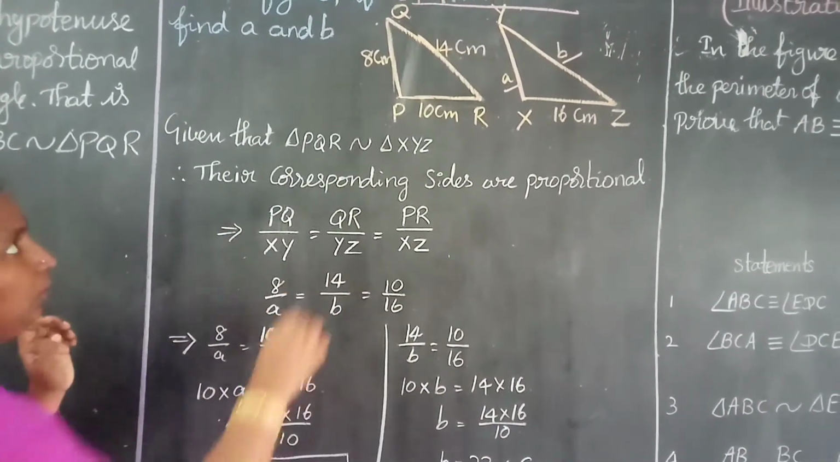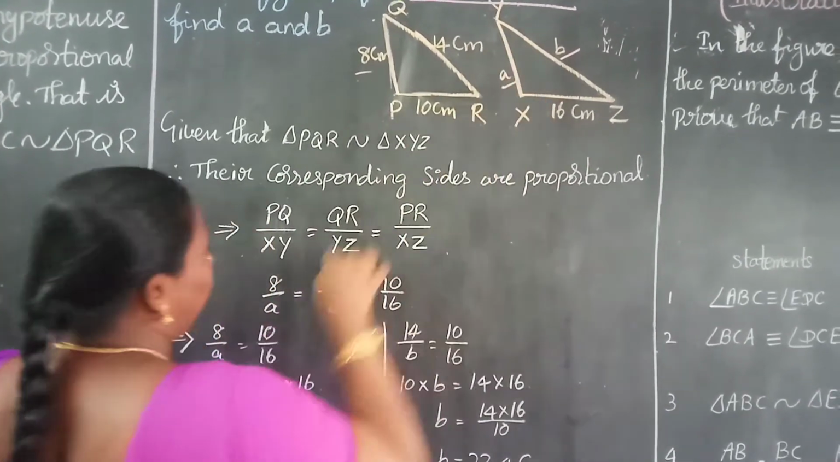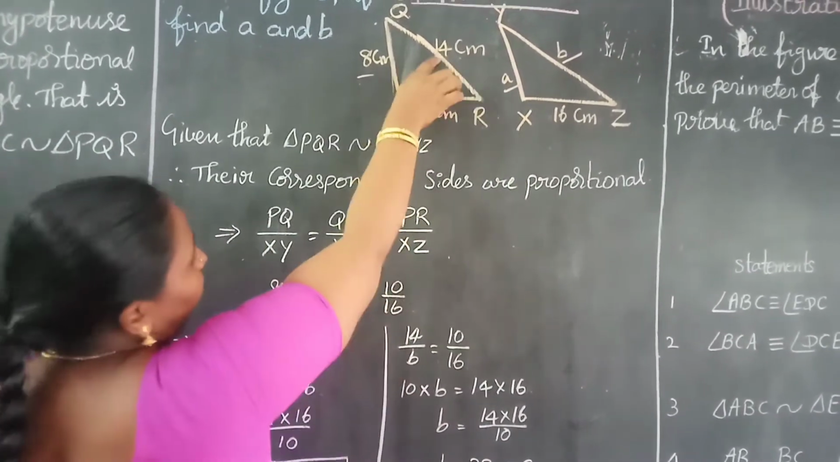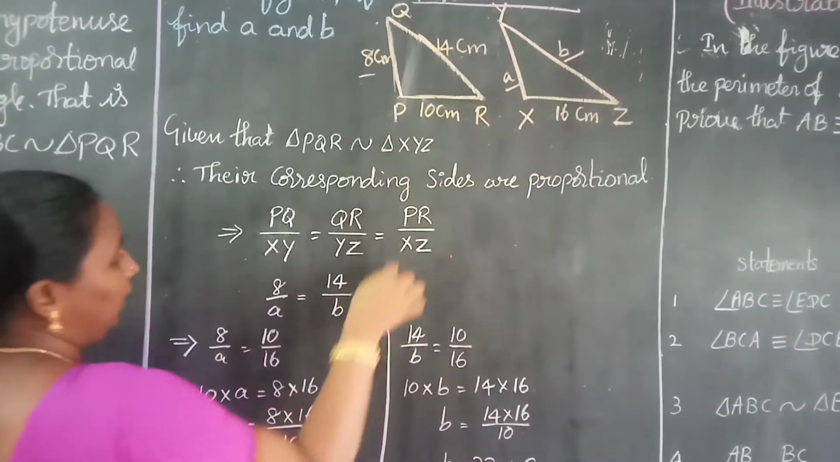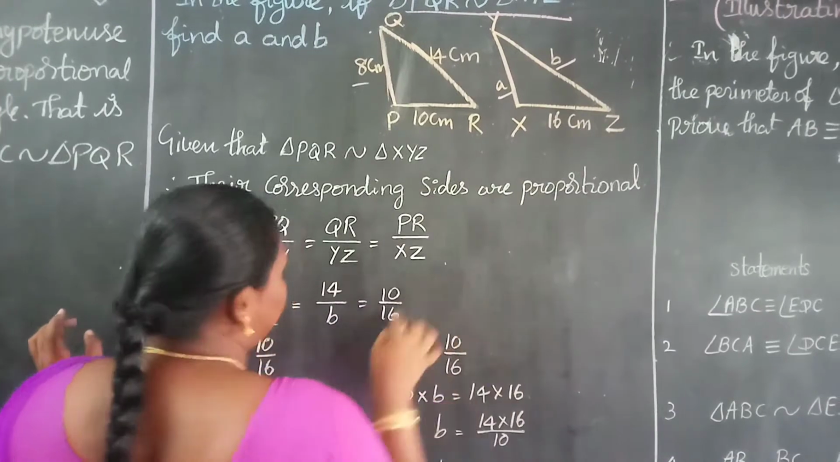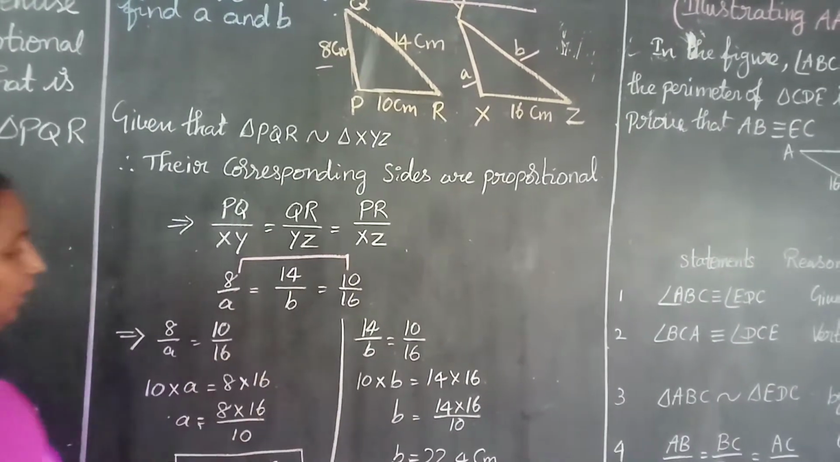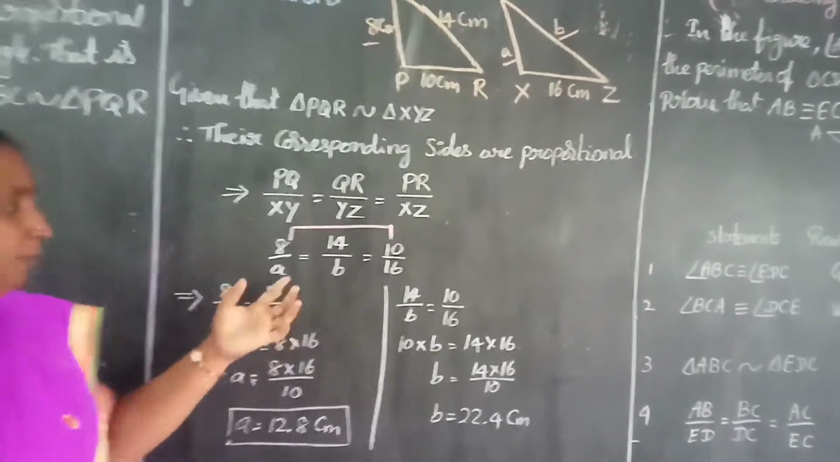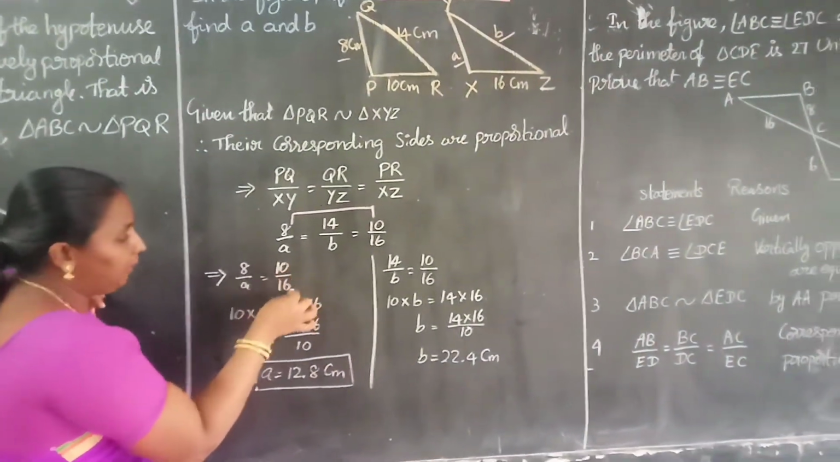What is PQ? 8. So 8 by XY, that is A, equal to QR 14 divided by YZ, that means B. PR is 10 and XZ is 16. Substitute those values. Now I am going to take these two, then only I can find A value. Okay. So 8 by A equal to 10 by 16.